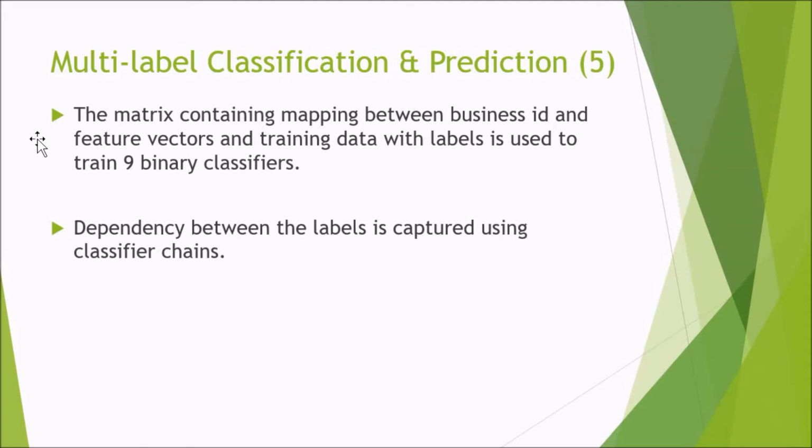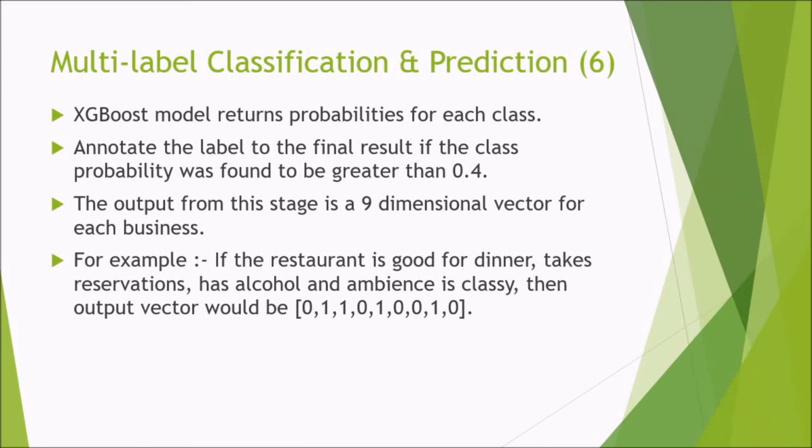The matrix used to store business ID and the corresponding feature vector are then fed to the 9 binary classifiers that were trained using the training data. The XGBoost model returns probabilities. If the probability was found to be less than 0.4, the corresponding label was discarded, and if it was found to be greater than 0.4, it was annotated to the final result. The results were written to a CSV file in the format specified for the competition. The output from this stage is a 9-dimensional vector for each business. For example, if the restaurant is good for dinner, takes reservation, has alcohol, and the ambience is classy, then the output vector would be 0, 1, 1, 0, 1, 0, 0, 1, 0.